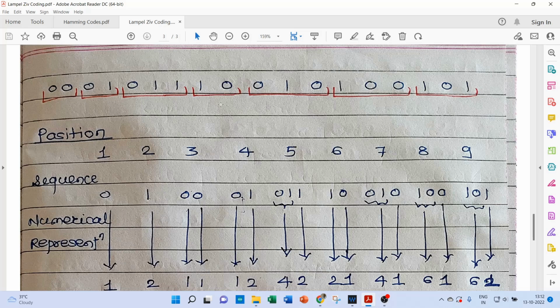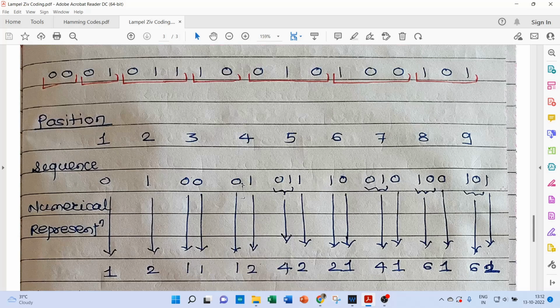The next sequence is 1 0. As 1 was already encountered, I have taken 1 0. Next is 0 1, and again 0 1 has appeared, so we take the 0 1 0 sequence. Next is 1 0 0 and the last is 1 0 1. This is the position of these sequences.